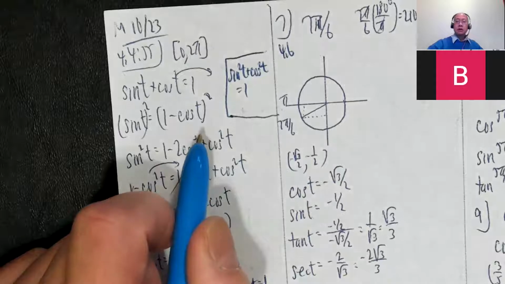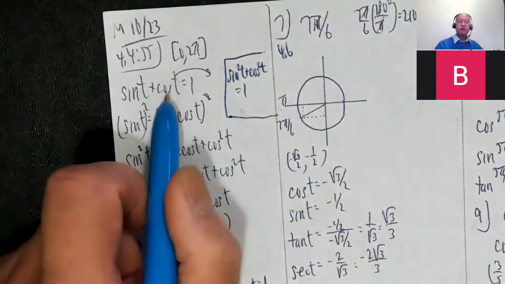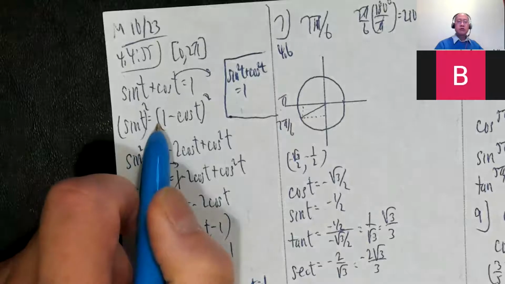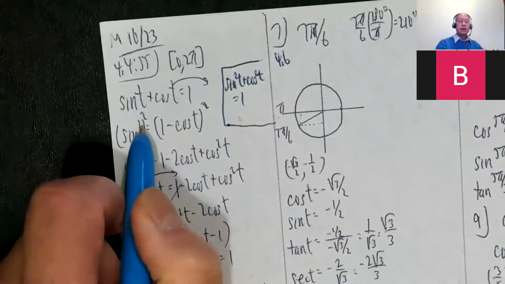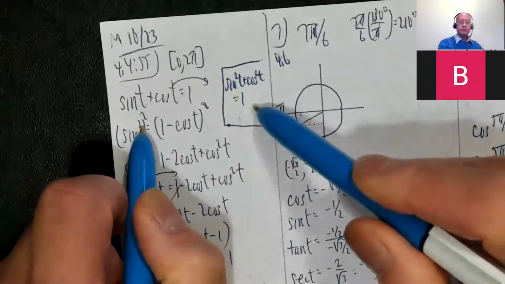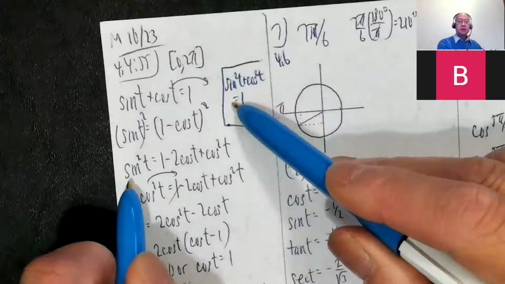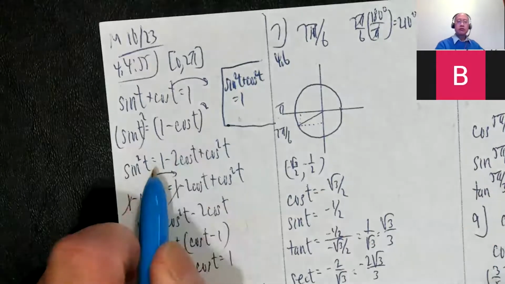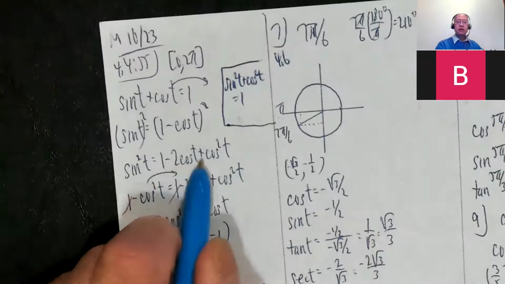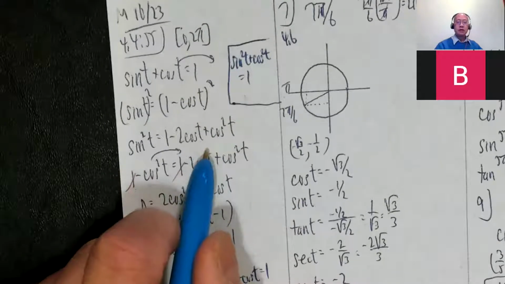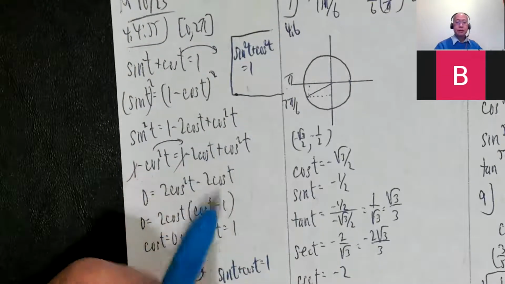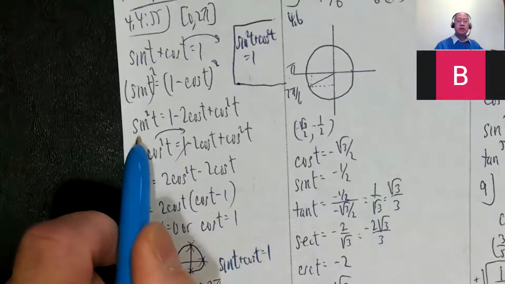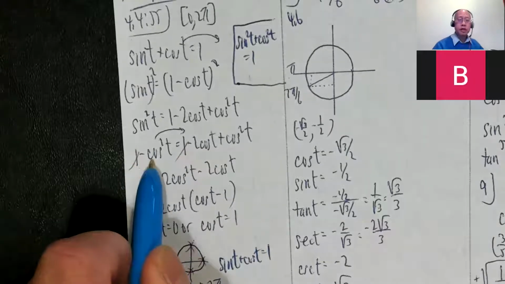Okay, so the way you can work this out is to move one of them over. I decided to move the cosine over. So sine of t equals 1 minus cosine t, and then you square both sides. So that gives me sine squared of t is equal to 1 minus cosine t squared, which is 1 minus 2 cosine t plus cosine squared of t. Okay. And then I change sine squared of t to 1 minus cosine squared of t.